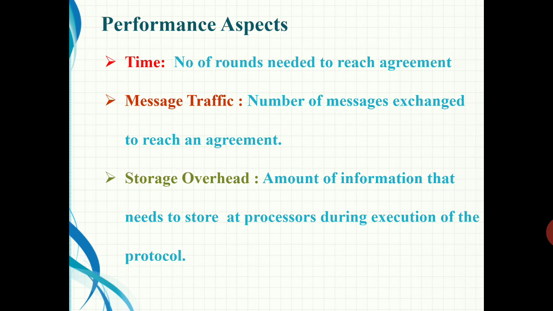Then the second performance metric is the message traffic, the number of messages exchanged to reach an agreement. The last one, the storage overhead, is the amount of information that needs to be stored at a process or processors during execution of the protocol. So the amount of information needed to take a decision is called storage overhead. The number of messages transmitted or exchanged between the processes is called the message traffic. The number of rounds needed is taken as the performance metric time.